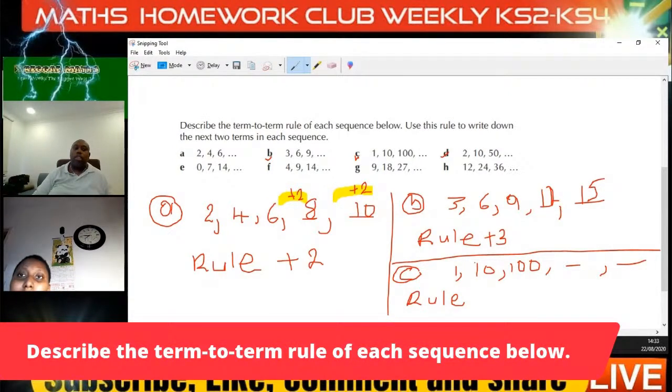What's 10 times 1? 10 times 1 is 10, Denzel. Right? Yes. So therefore, 10 times 10 is 100. So the rule is times 10. Okay? So now, what is 10 times 100?